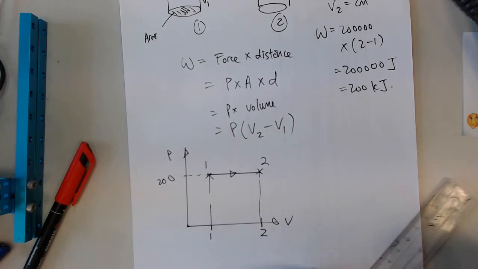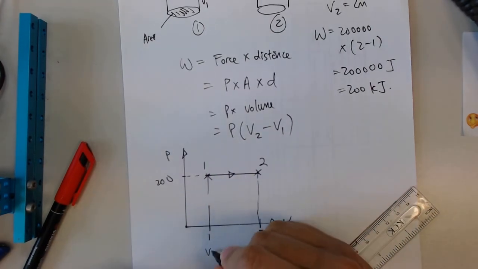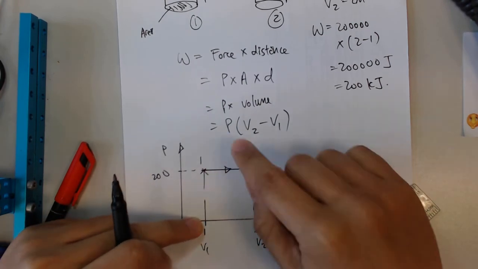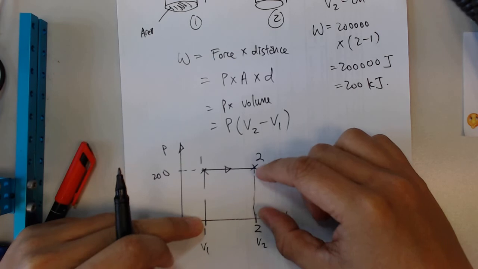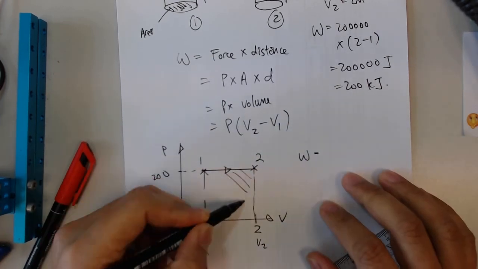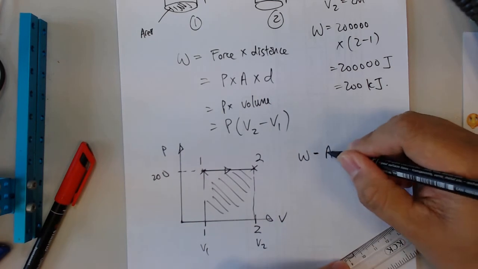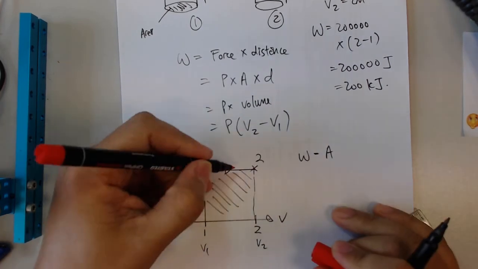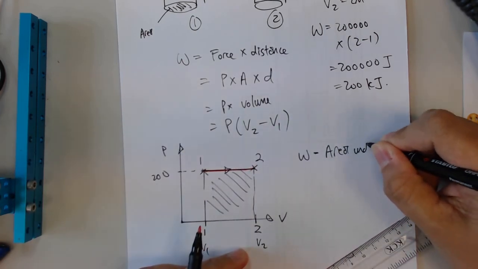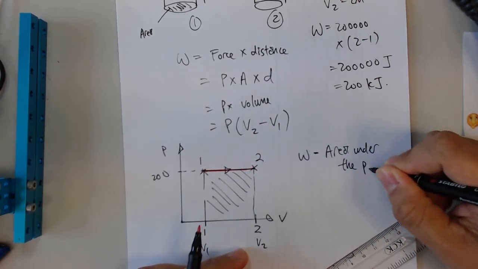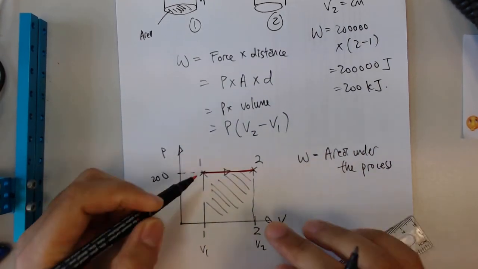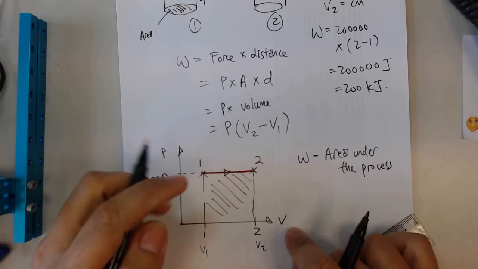You can see that this is V1, this is V2. So V2 minus V1 is this length over here, and P is this height over here, which means your work done is the area under the constant pressure line, the area under the process. You can see that this is the process and the work done is the area under the PV curve.